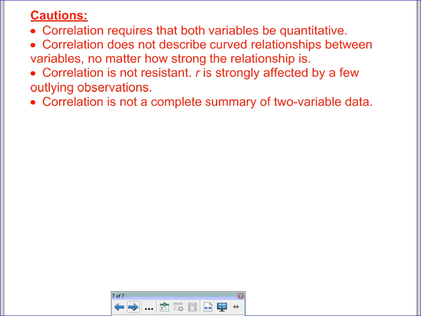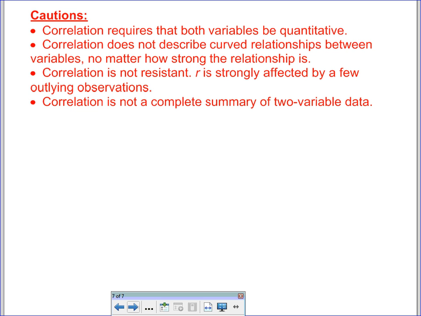And so that's the correlation coefficient. The key thing here is that all variables must be quantitative. They both have to be something that's measured. Nothing is categorical. If we're doing categorical data, we use a chi-square. Correlation does not describe curved relationships between variables, no matter how strong the relationship is. If we see that the data is curved, we do not talk about R.